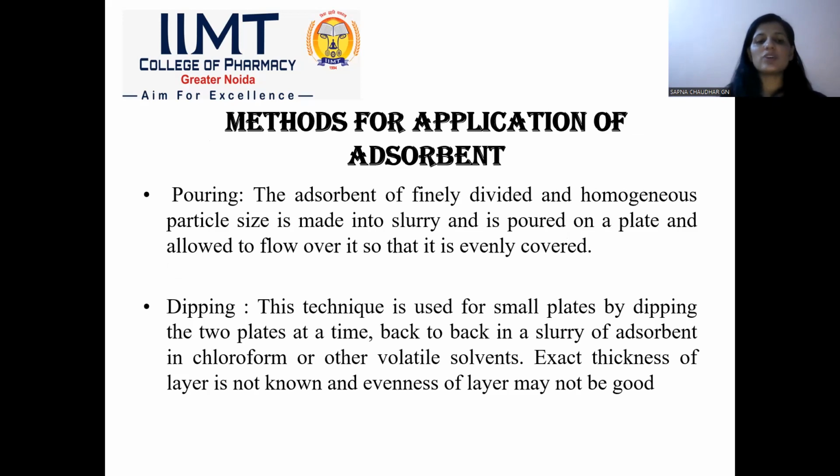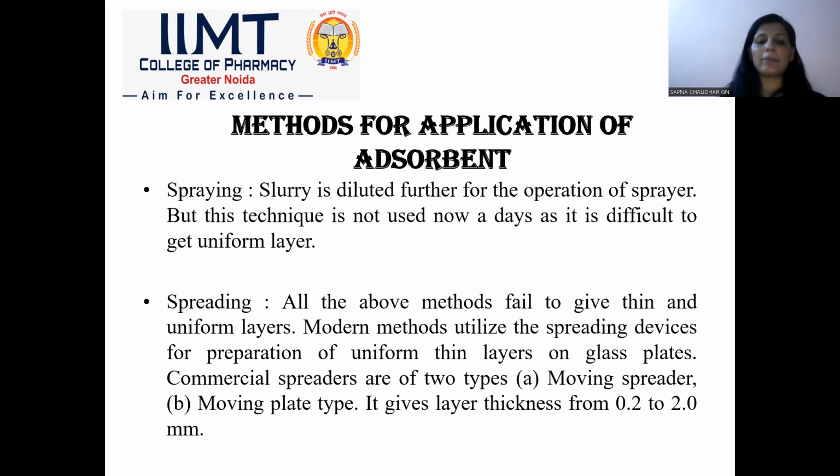Next is the dipping method. This technique is used for small plates by dipping two plates at a time, back to back, in a slurry of adsorbent in chloroform or other volatile solvents. The exact thickness of the layer is not known, and the evenness of the layer may not be good when using the dipping technique. Third is spraying, and fourth is the spreading method.